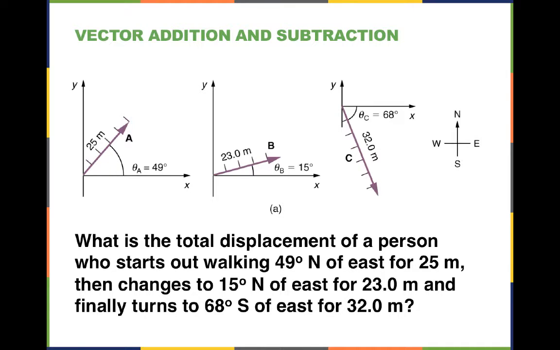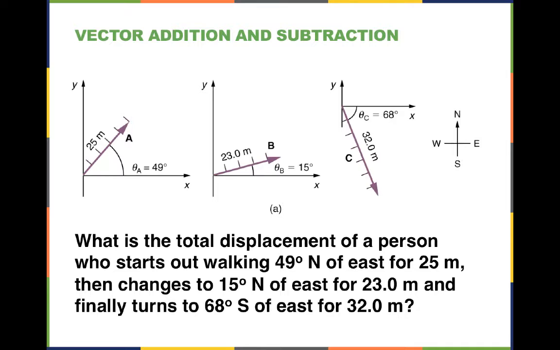So the first, 25 meters at 49 degrees north of east, looks like the one on the left. The 23 meters at 15 degrees north of east looks like the one in the middle. And then 68 degrees south of east for 32 meters looks like the one on the right.